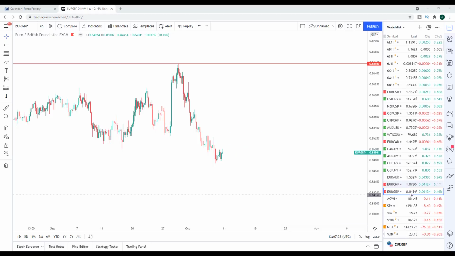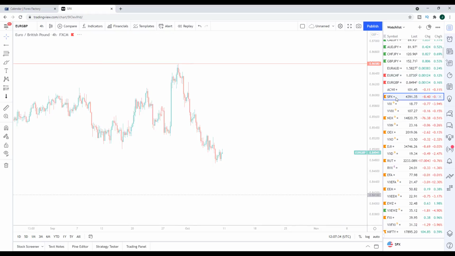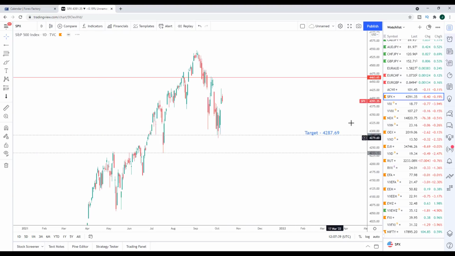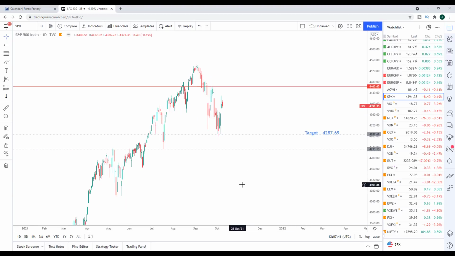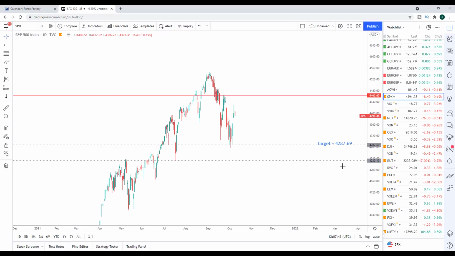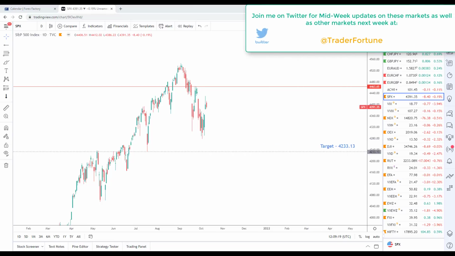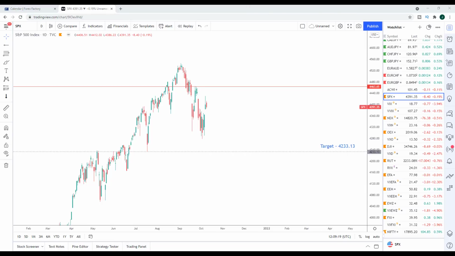So moving on to the stock market and stocks. If we start with the SPX and we scroll out to the daily chart here, you can see we did come down and take out the target set last week at the 4287.69, and we started to bounce from here. We have not yet reversed in the stock market. As a result of this, I would still favor short positions in stocks going into next week in the SPX.